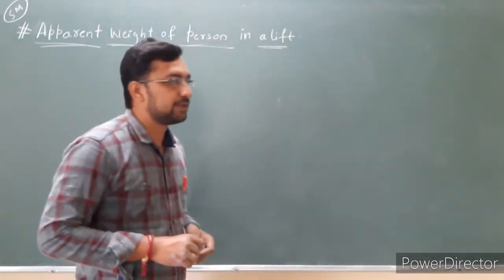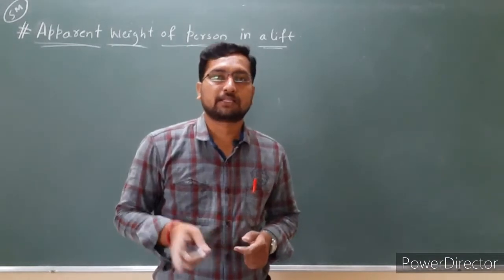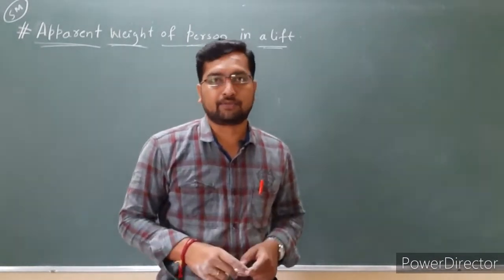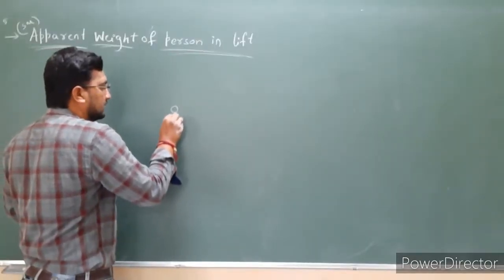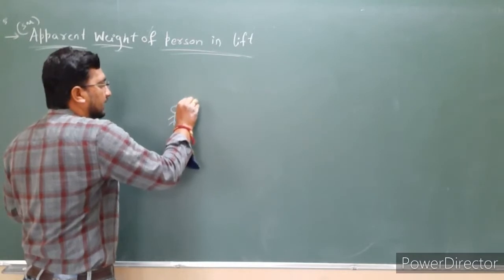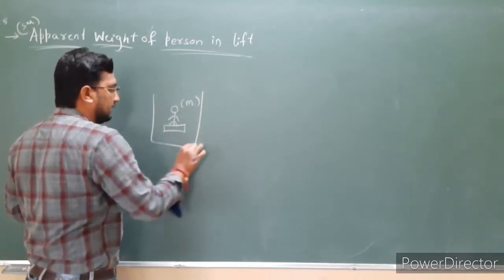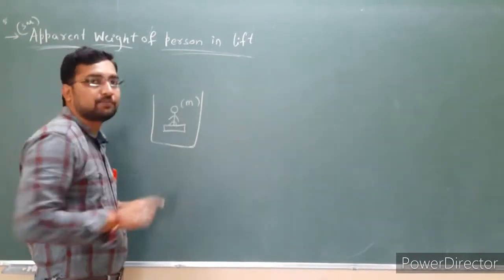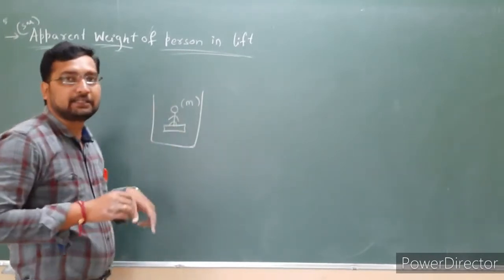See here, the first is the consideration part. Consider a person of mass M standing on a weighing machine placed inside the lift. So this is our consideration part here: a person of mass M is standing on a weighing machine, and it is placed inside the lift.